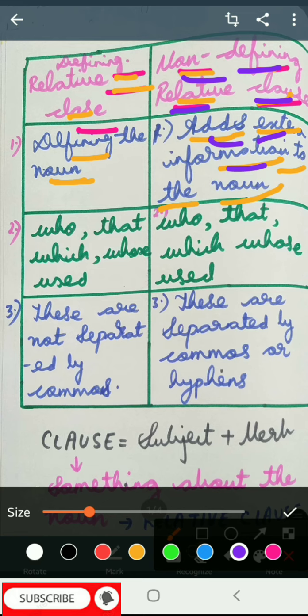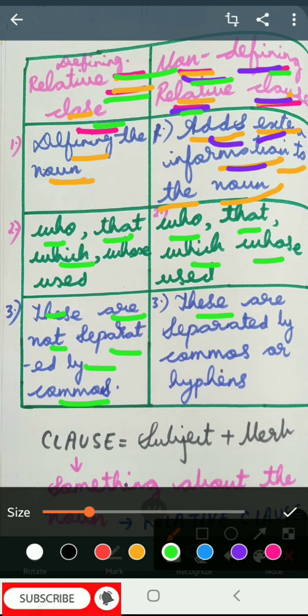In both defining and non-defining relative clauses, we use who, that, which and whose. In the case of a defining relative clause, these are not separated by commas, whereas non-defining relative clauses are separated by commas and hyphens. As there are two parts of the sentence, in order to separate those two parts, we use commas or hyphens.